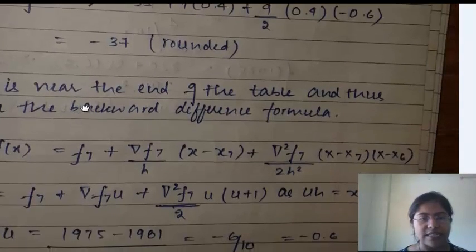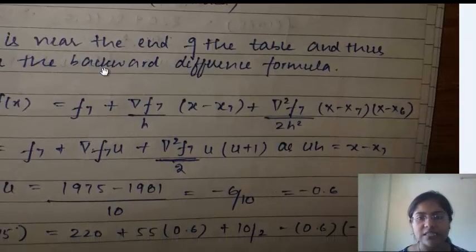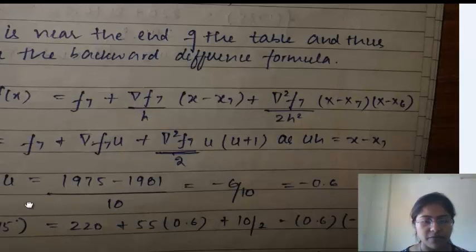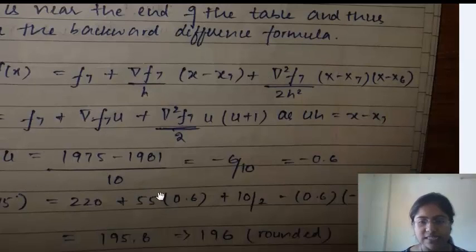Again for the year 1975, which is near the end of the table, we use the backward difference formula, and the backward difference formula is given in here. So for the value of the function for 1975, as we calculate by using this formula, again we use the value of u, which is -0.6. So we get the value of the function for 1975 equal to 196, which has again been rounded off.